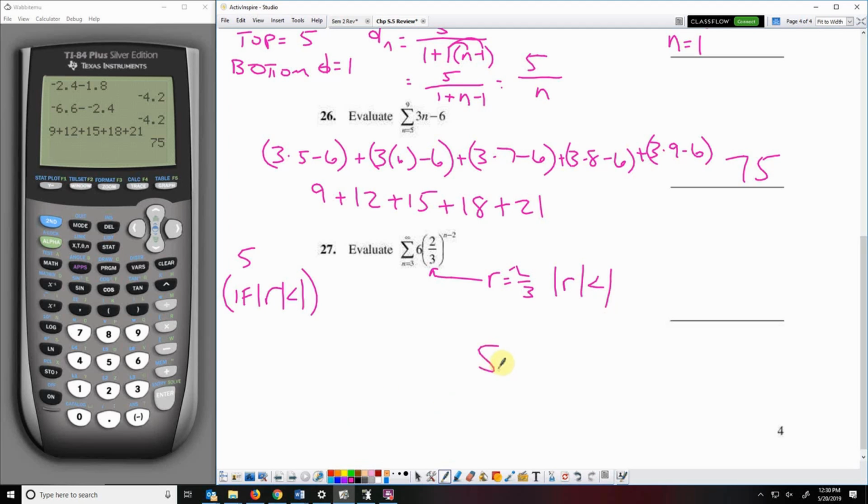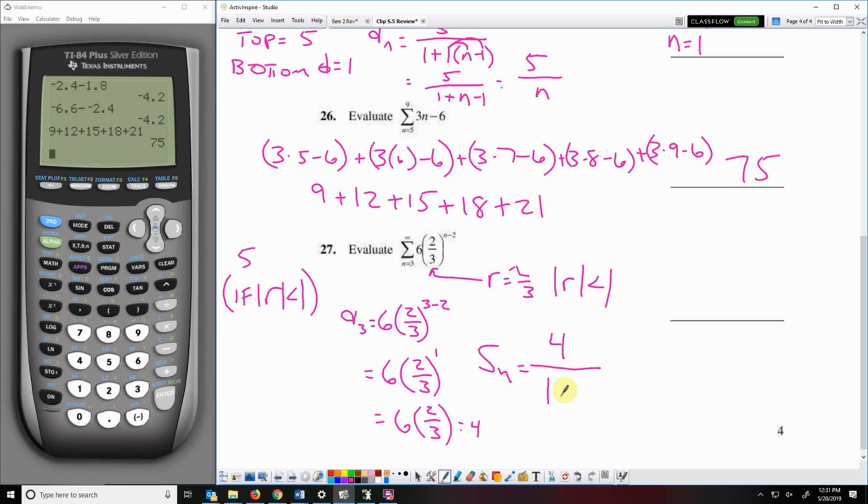So for formula 5, s sub n equals a1, which is the first term, but in this case it's actually where n equals 3. So we have to actually find the third term to go in this numerator. So that's just by plugging a 3 right in there for n. 6 times 2 thirds to the 3 minus 2 power. So that's 6 times 2/3 to the first power, which is 6 times 2/3. And 6 times 2 is 12, divided by 3 is 4. So the first term in our series is 4.